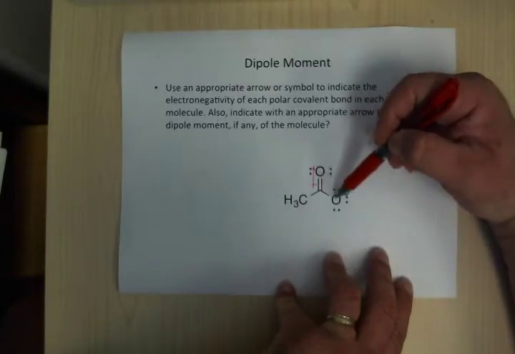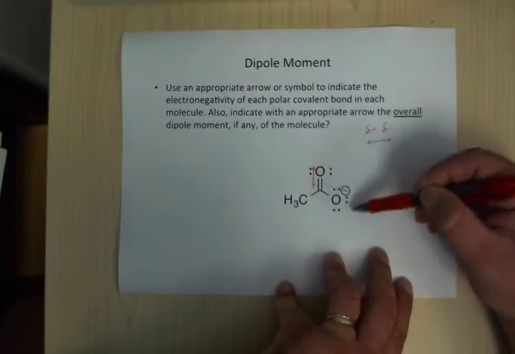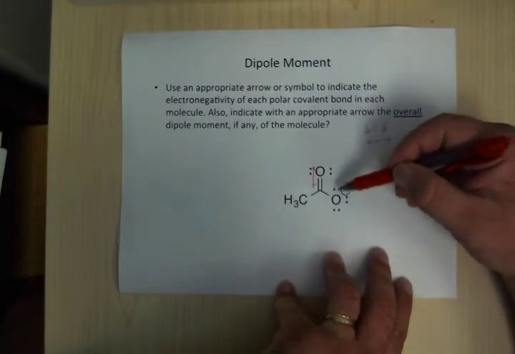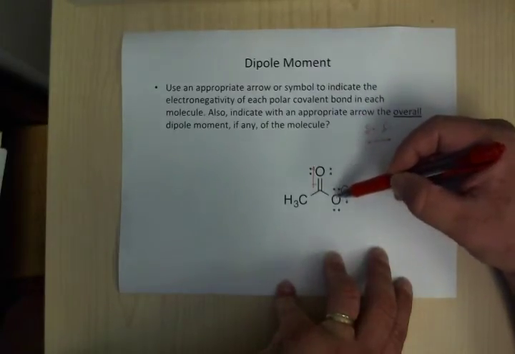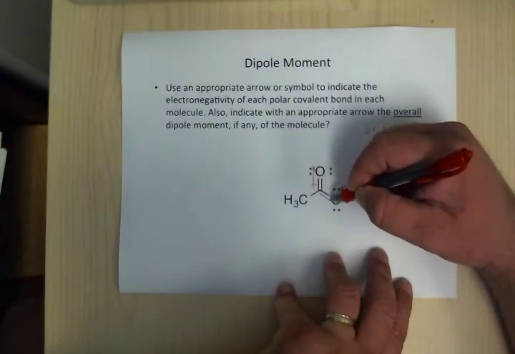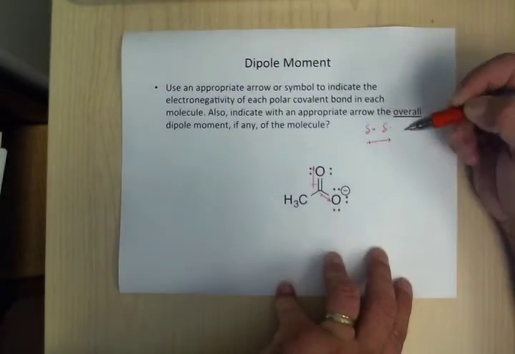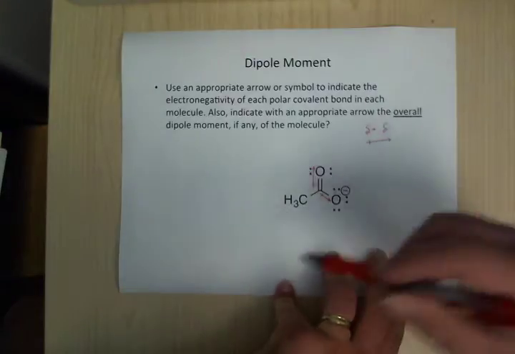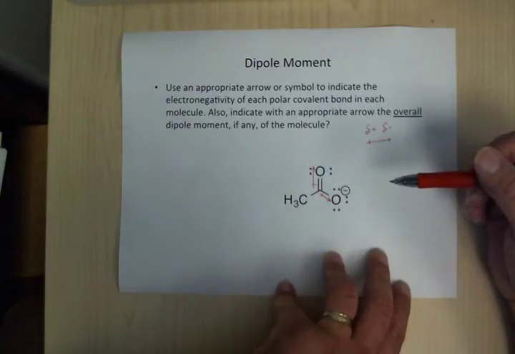The same thing happens with this one. It doesn't matter about the formal charge on this. You're just looking at the two individual atoms. So again, this one's going to go like that. You want to look at each individual polar bond on the molecule.